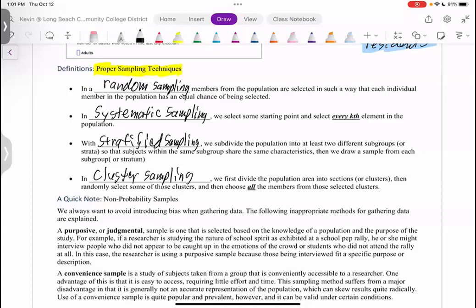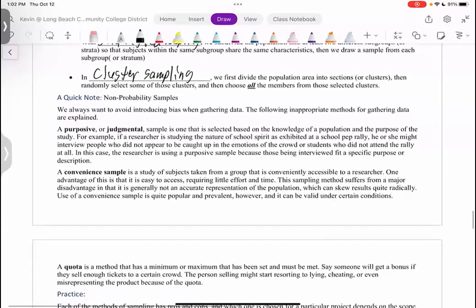Cluster would be if we're looking at Southern California community colleges, and we select 4 of the colleges, and then we test everybody in that college. Maybe the administration, we want to check for something. That would be cluster. Now, here are the bad ways to gather data. Unfortunately, these are often used.